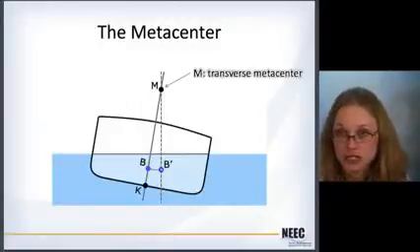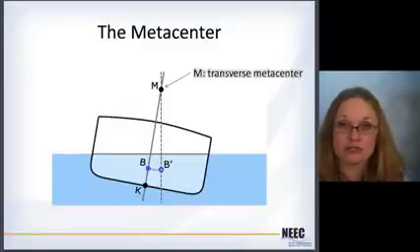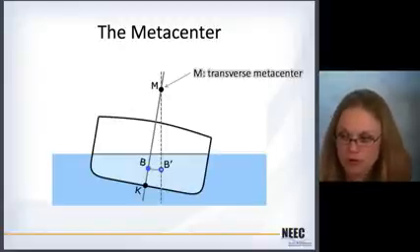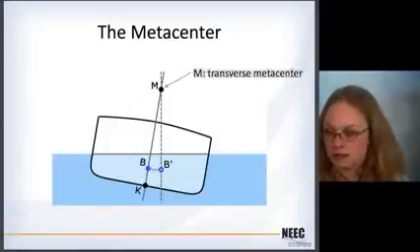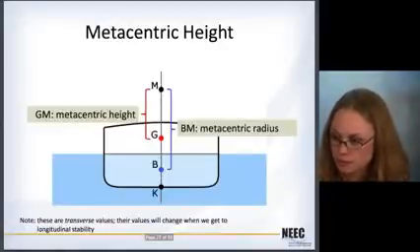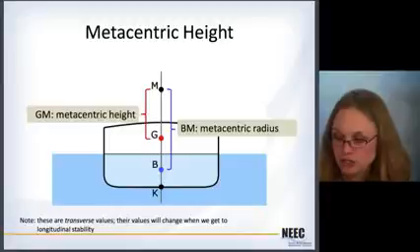It turns out that for small angles the center of buoyancy sort of follows a circle, and the middle of the circle is M. It's called the transverse metacenter. This is not a point that is actually on the ship. You don't build it. It is just a property of the ship. It is an imaginary point way up high in the sky that the ship will rotate about for these small angles. The metacentric height is the distance from the center of gravity G up to M.